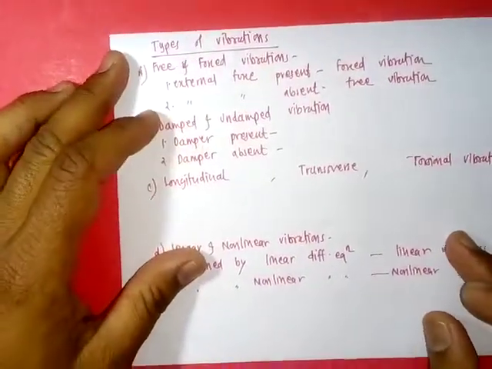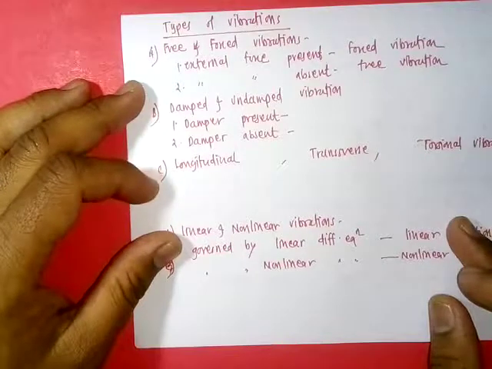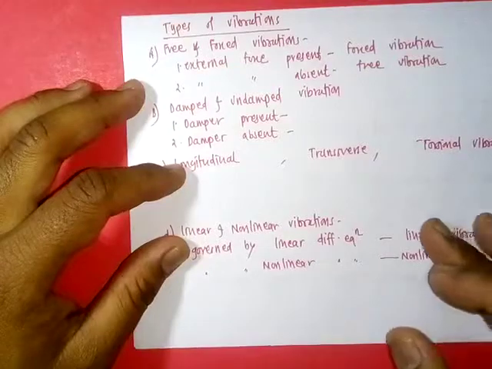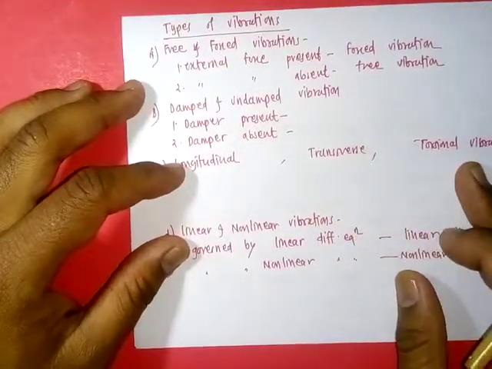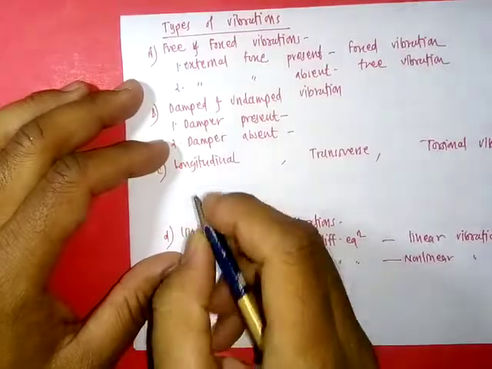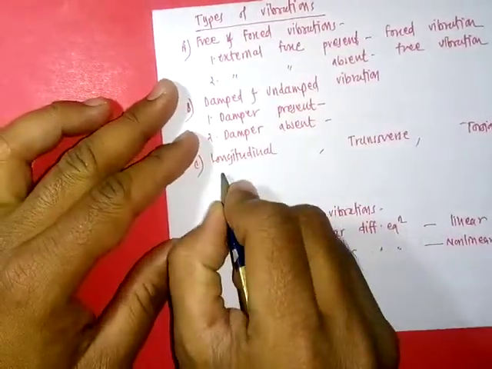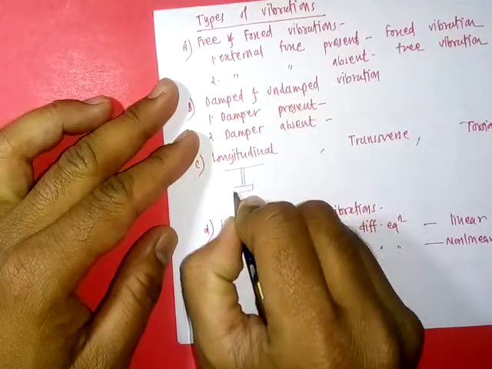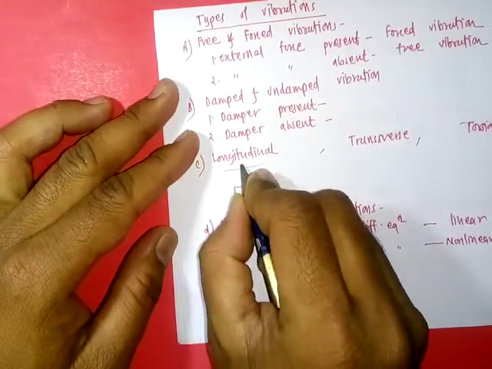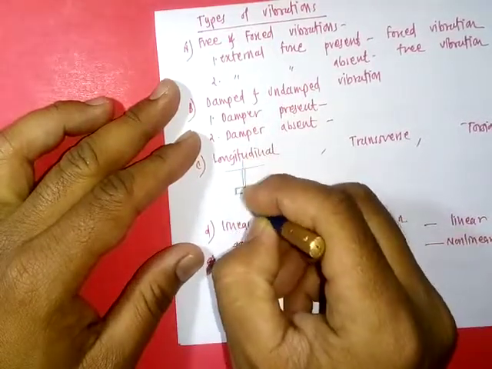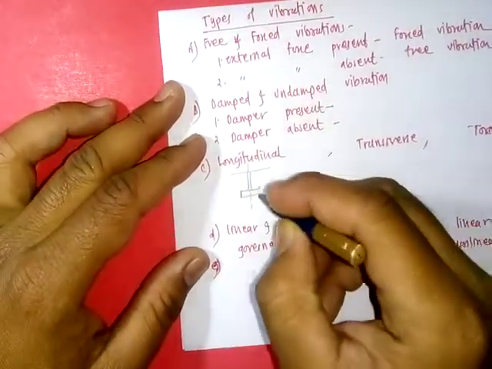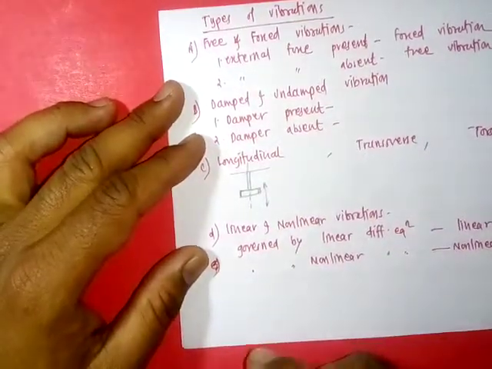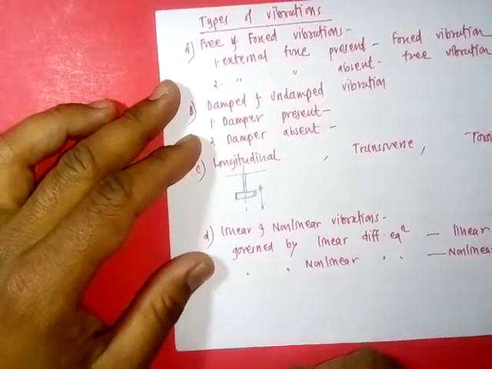Then the next classification is according to motion. It is longitudinal vibration, transverse vibration, and torsional vibration. In case of longitudinal vibration, see here, if this is a system, here in this system this is the shaft and this is the axis of the shaft. If the body vibrates or moves along this axis, then the vibrations are called longitudinal vibrations.